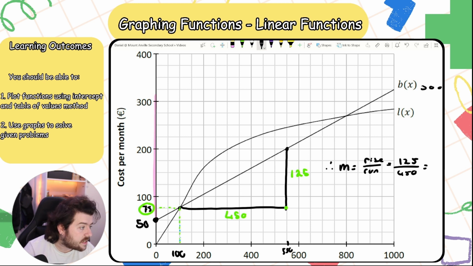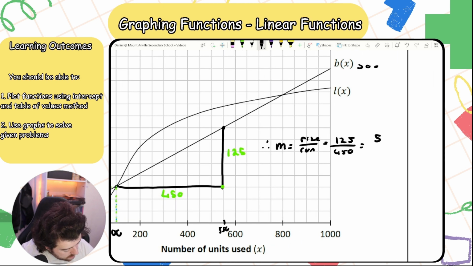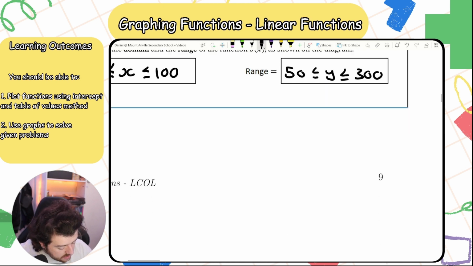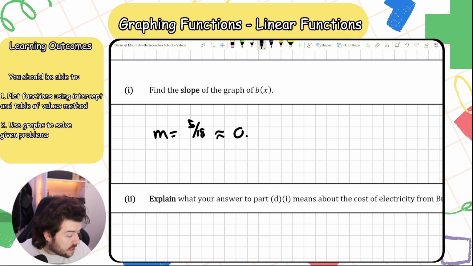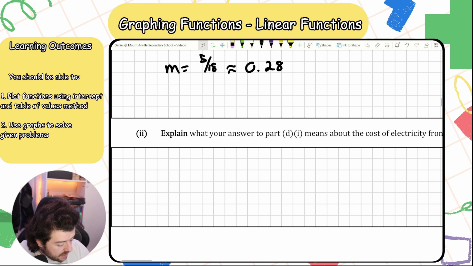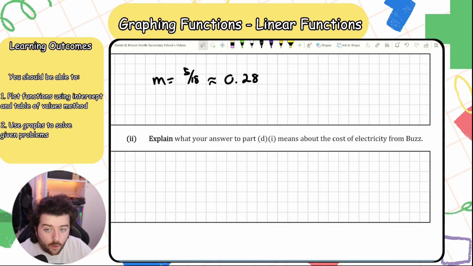And we shall get 125 divided by 450, which is 5 over 18. So my slope is equal to 5 over 18, which is roughly equal to 0.28. So explain what this means about the cost of electricity. Every time we go up 1 unit, the cost goes up 0.28 euros.